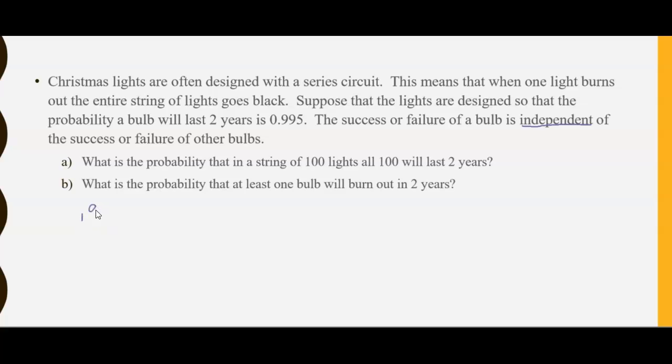0.995 and multiply it by itself 100 times. So that's 0.995 times 0.995 times 0.995 times... right? And there's no way I'm going to write all these out. 0.995, 100 times.